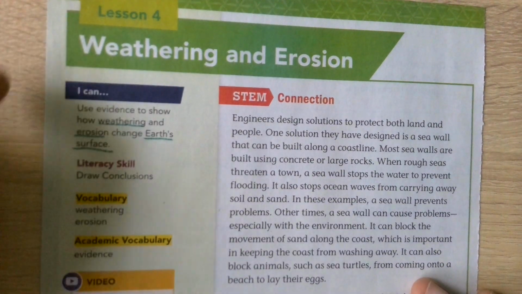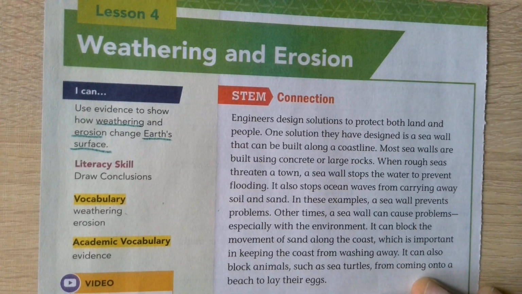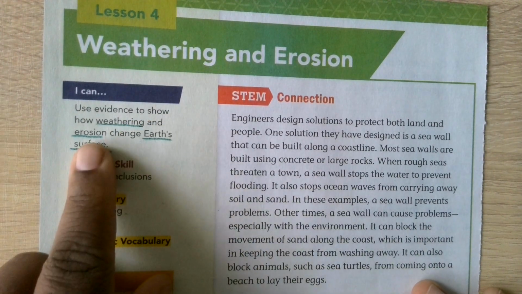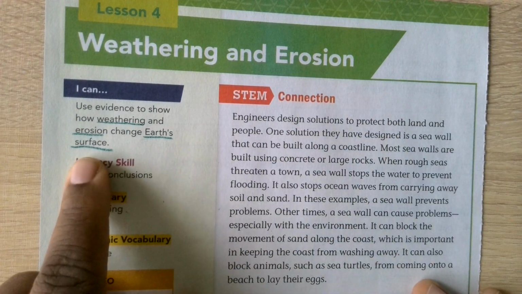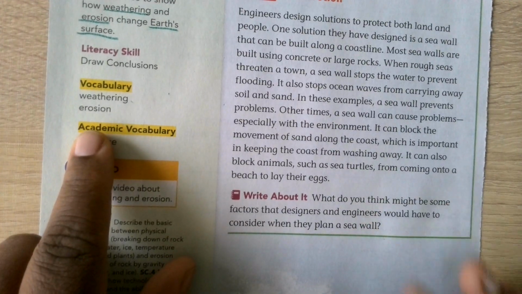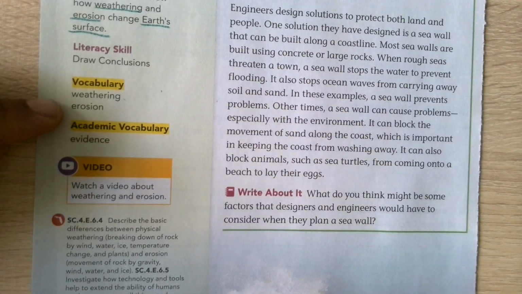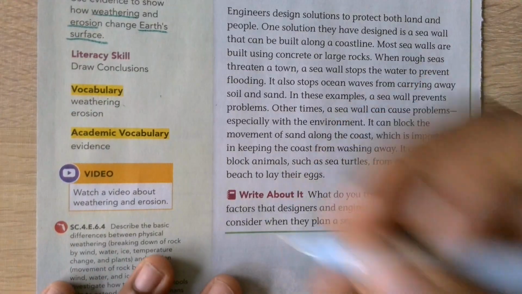Welcome to Lesson 4 on Weathering and Erosion. The goal in this lesson is to be able to use evidence to show how weathering and erosion change Earth's surface. Our science vocabulary this lesson is weathering and erosion. And so we're going to pause to take some notes.